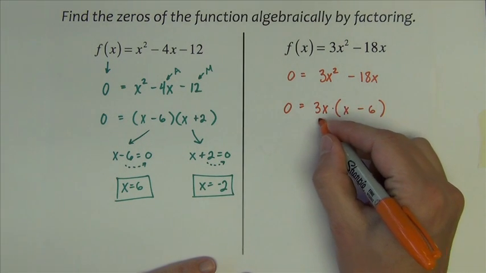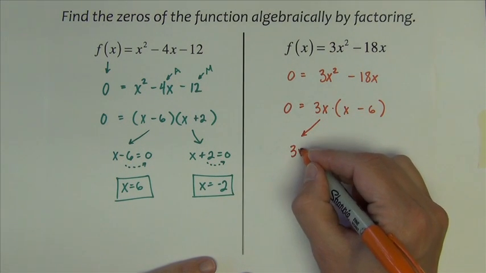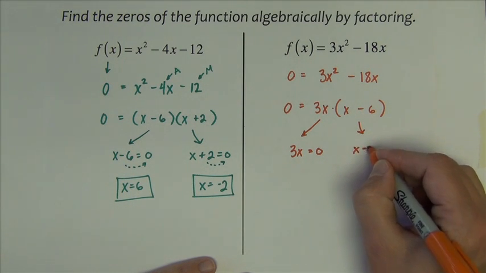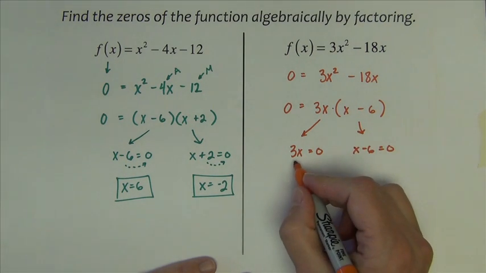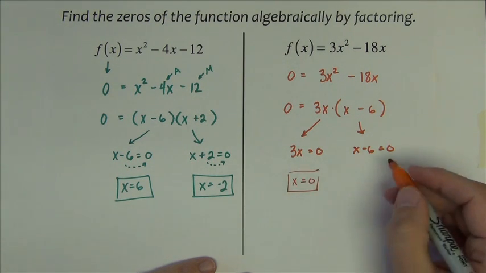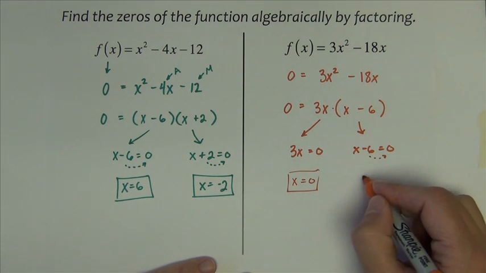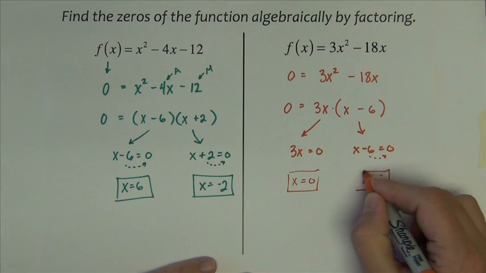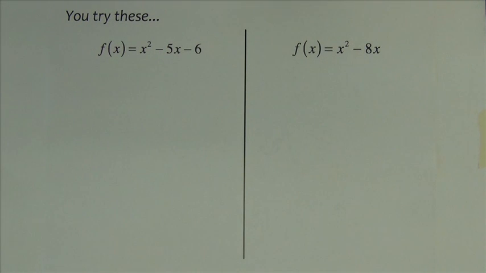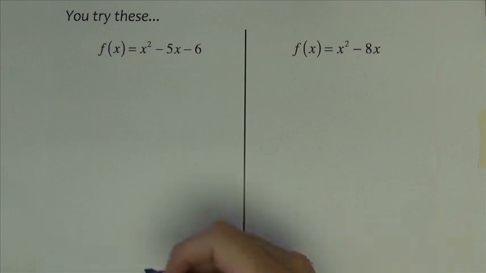Now we take each of these factors and set equal to 0. So here we just divide by 3, we get x equals 0. Here we add the 6, we get x equals 6. And that's done. Next you see a couple of examples for you to try on your own. These are just like the two that we just did, just different numbers.